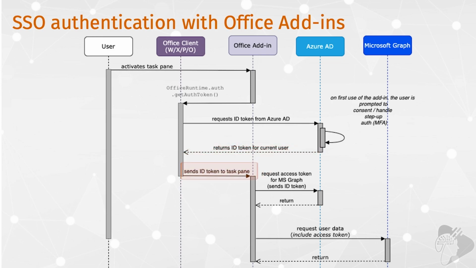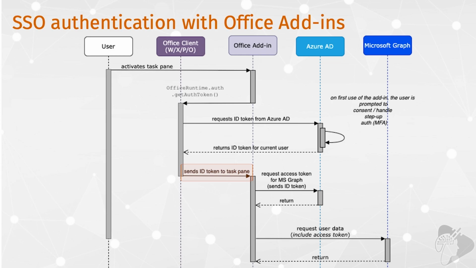The Office client app is then going to send the ID token to the add-in as part of the resulting object returned by the getAccessToken call. JavaScript in the add-in can then parse the token and extract the information it needs, such as the user's email address or their object ID.